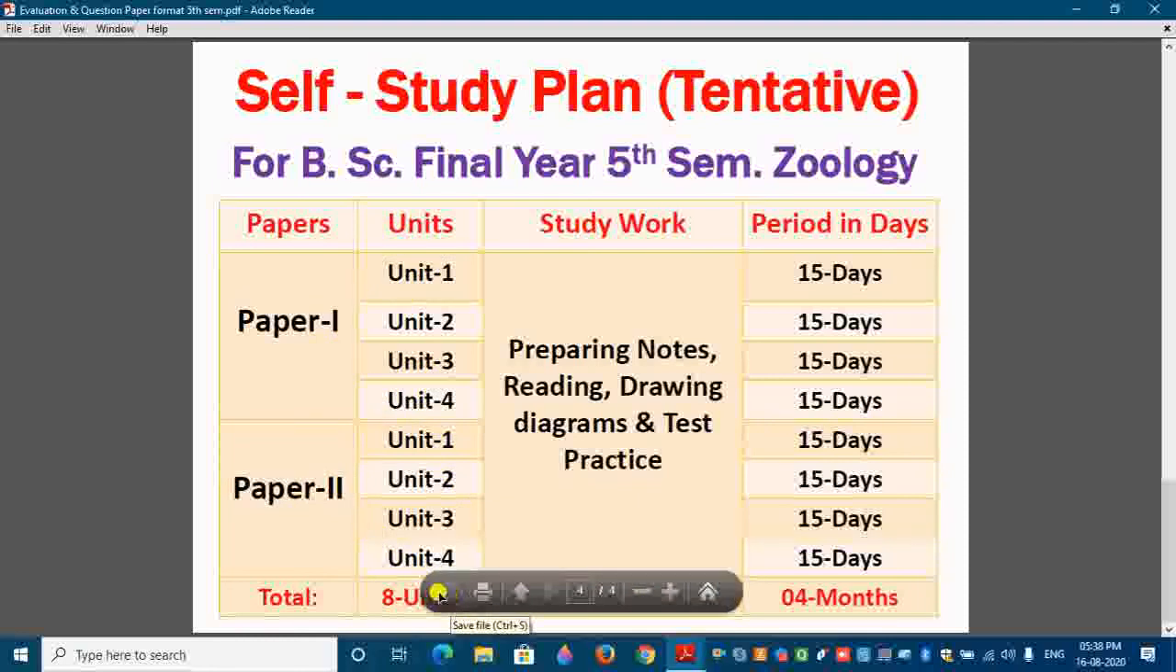So you have to complete your study of the 8 units within 4 months, because the period of each semester is near about 4 months, and so you can use these 4 months for your study. So for every unit you can get 15 days. So within 15 days you can complete your study of one unit. So in this way within 4 months you can complete the study of your 8 units.